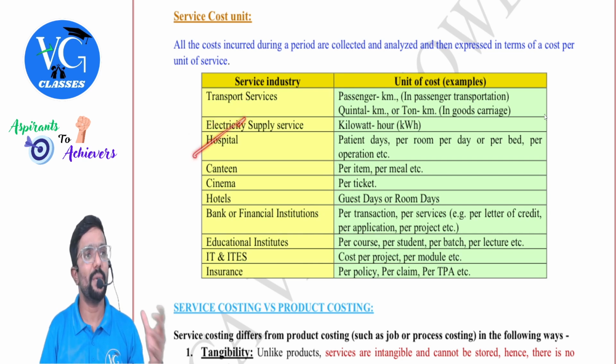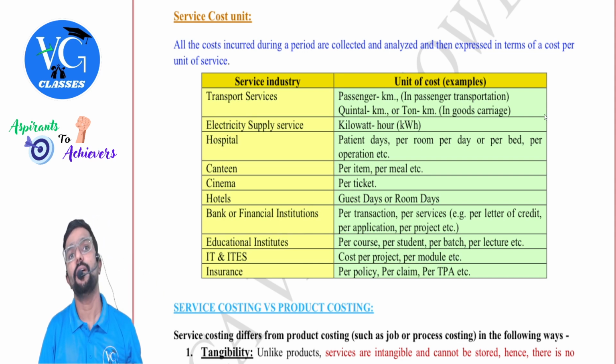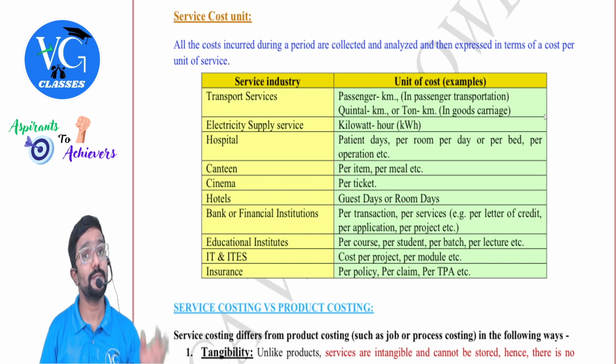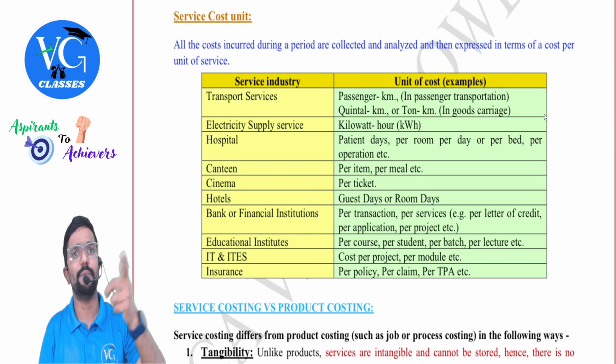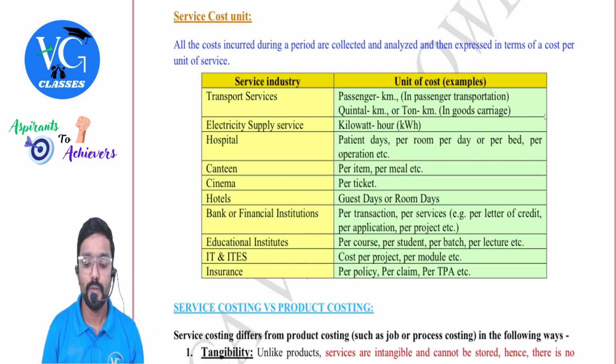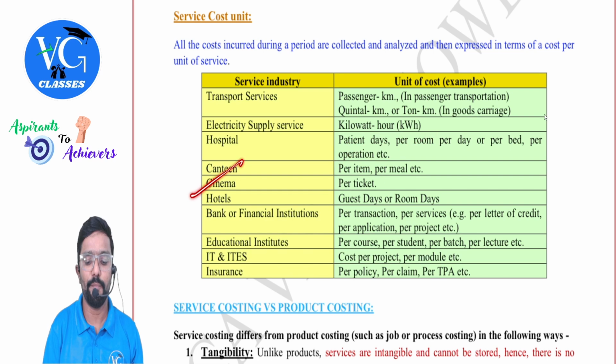Then hospital, per patient per day. This is also composite. Per patient per day. How much is the cost? Clear? Or else per bed per day. Like that. Or per patient per treatment. What is the cost? Or per operation, which is nothing but treatment. Then canteen, per item or per meal. If it is a cinema, per ticket.